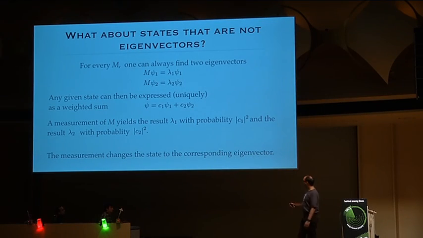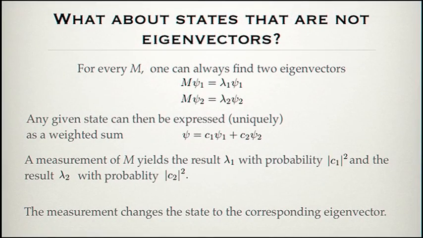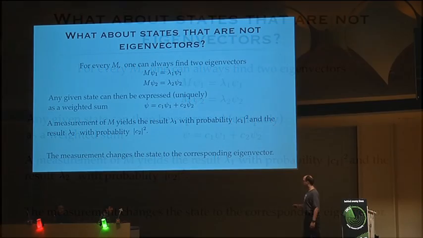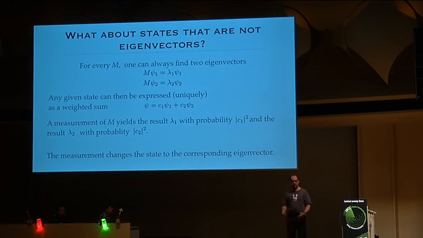Okay, and then when I measure, let's assume the outcome is lambda 1, then that's also new in quantum mechanics: the measurement changes the state. I cannot do a passive observation of the system. When I do this measurement M, and I get lambda 1, afterwards the state is not the same anymore, but the state is changed to psi 1, that corresponds to lambda 1. And if my outcome was lambda 2, then after the measurement, the state has been changed to psi 2. Okay? So that is how measurements work in quantum mechanics.